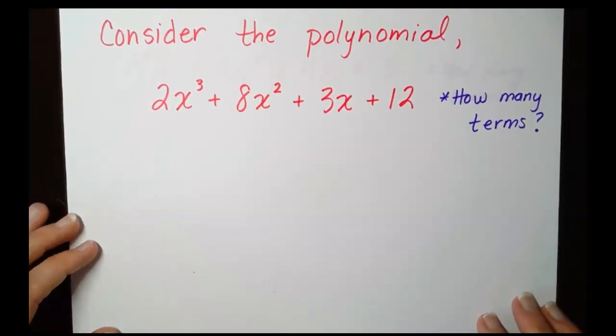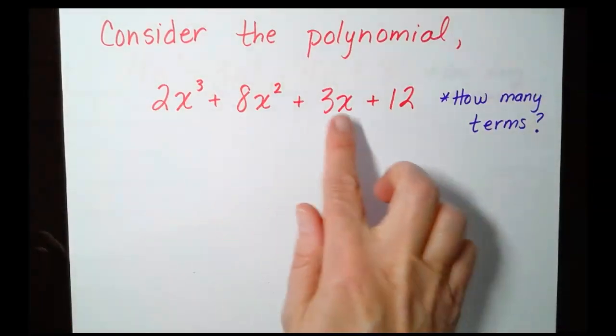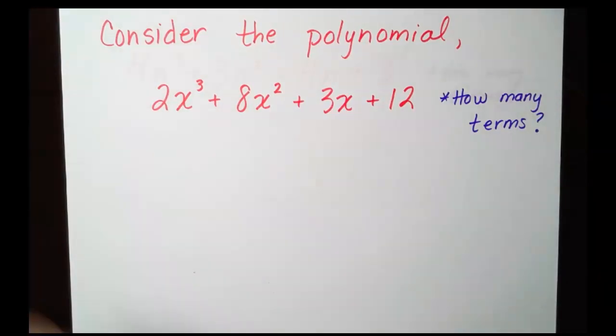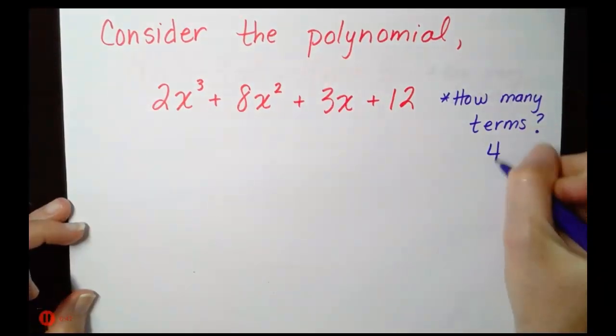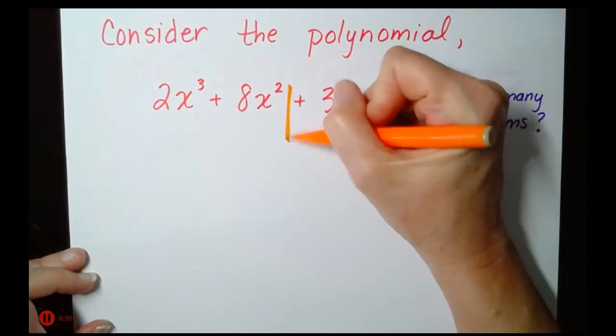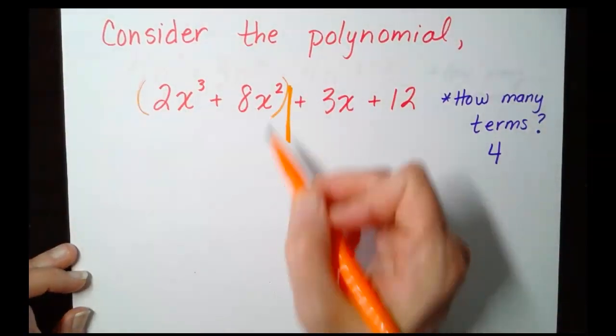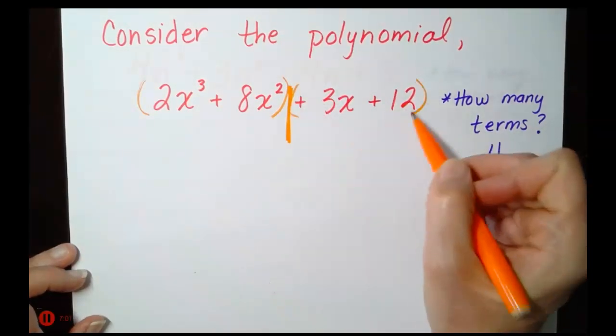So let's consider this polynomial and look at this question. How many terms are there? 1, 2, 3, 4. There are 4 terms. If we have 4 or more terms, we're going to need to group some terms together in order for us to factor. So we're going to use grouping here. And the first thing we're going to do is split this polynomial right down the middle, and group together the first 2 terms and the last 2 terms.